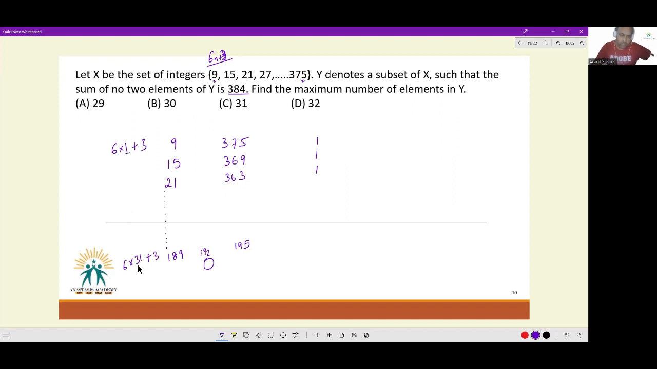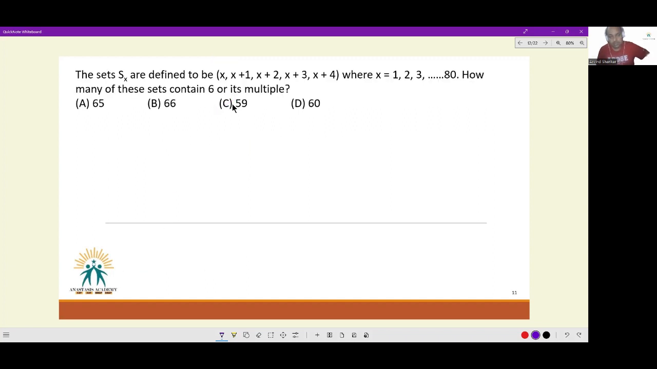How many terms are there in this series? It's simply given by the coefficient of 6 for each term: 6 into 1 plus 3 up to 6 into 31 plus 3. In every pairing that we have identified, we can pick one number out of that. So for 31 pairings, our answer to the question will be 31. Okay, next question now.